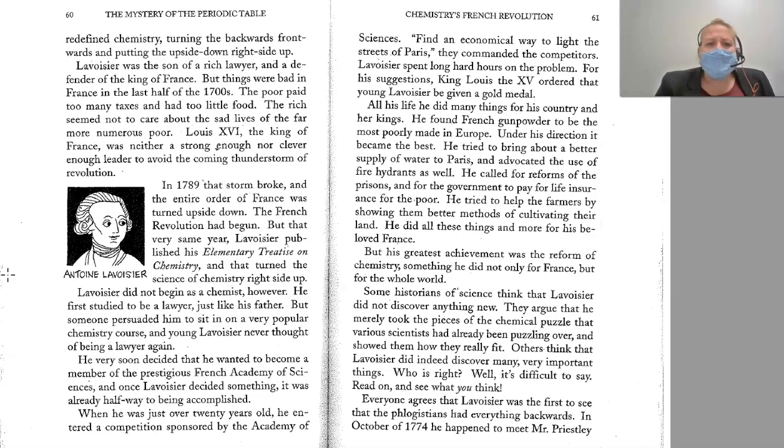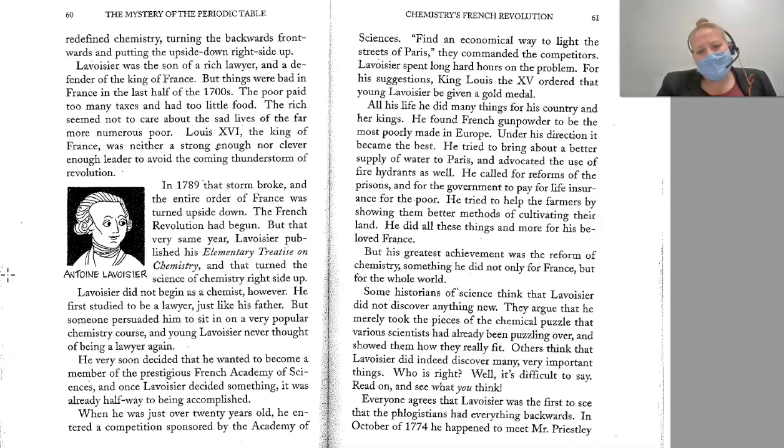Lavoisier was the son of a rich lawyer and defender of the King of France. But things were bad in France in the last half of the 1700s. The poor paid too many taxes and had too little food. The rich seemed not to care about the sad lives of the far more numerous poor. Louis XVI, the King of France, was neither strong enough nor clever enough a leader to avoid the coming thunderstorm of revolution.